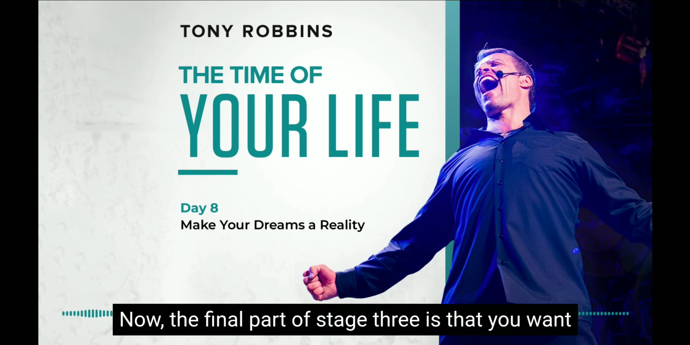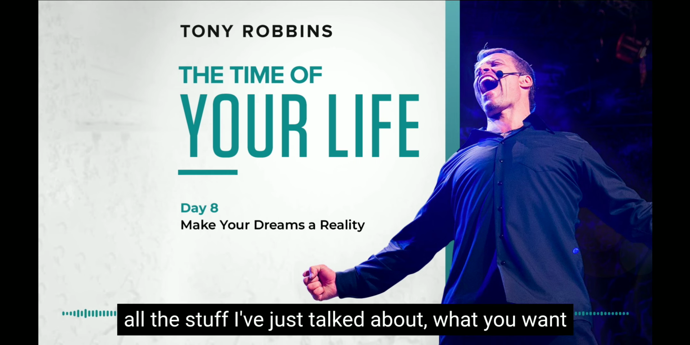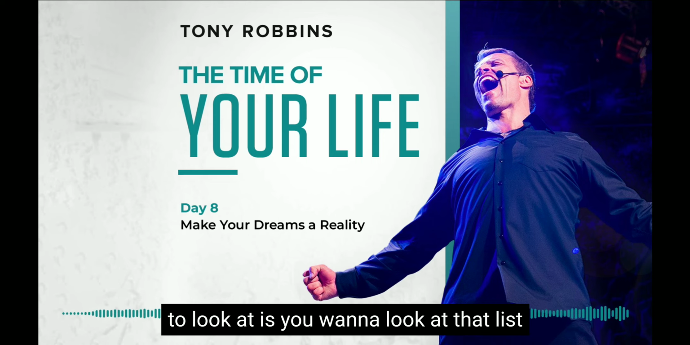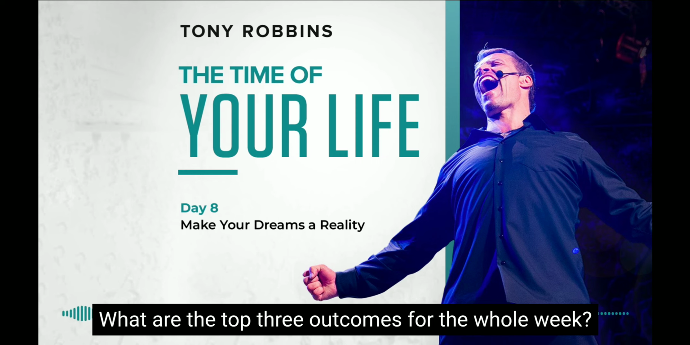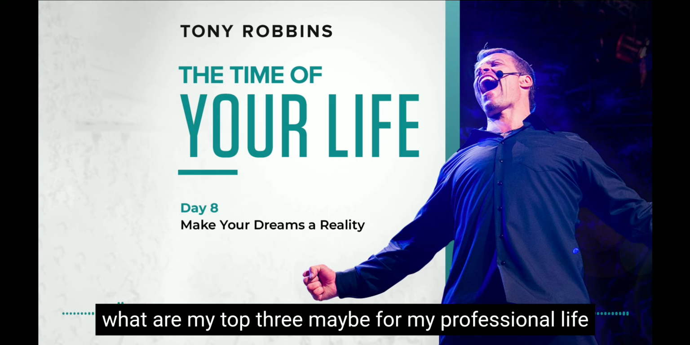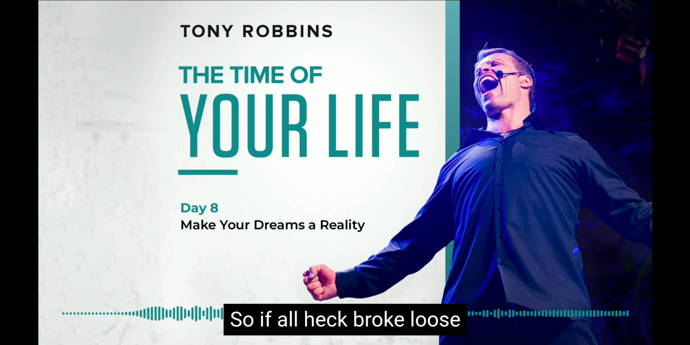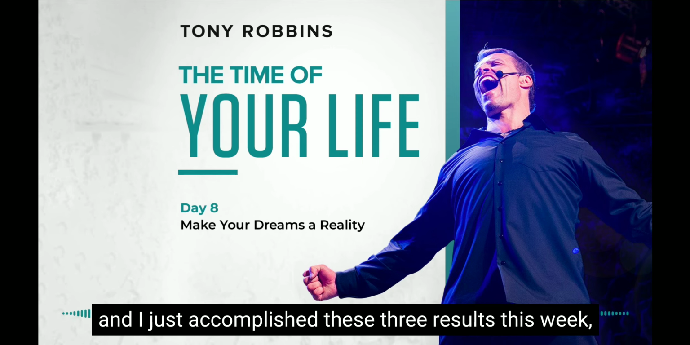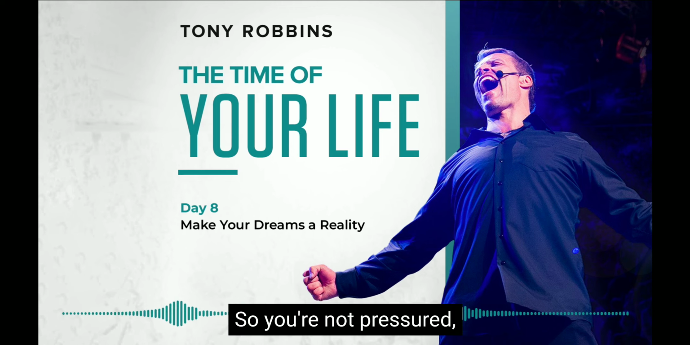Now, the final part of stage 3 is that out of all the outcomes, all the stuff I've just talked about, you want to look at that list and say, what are the top 3 things for me? What are the top 3 outcomes for the whole week? Or maybe if you're aggressive, the top 5. What are my top 3 maybe for my professional life and maybe my top 2 for my personal life? So if all heck broke loose and I just accomplished these 3 results this week, that'd be one heck of a week. So you're not pressured.